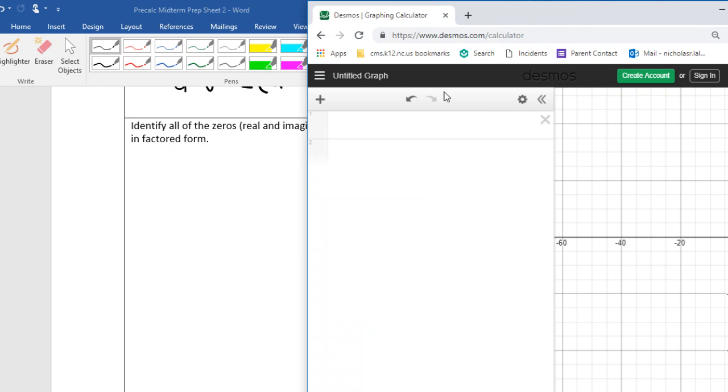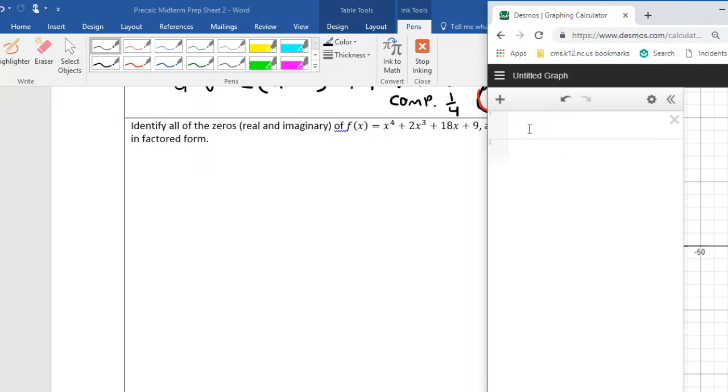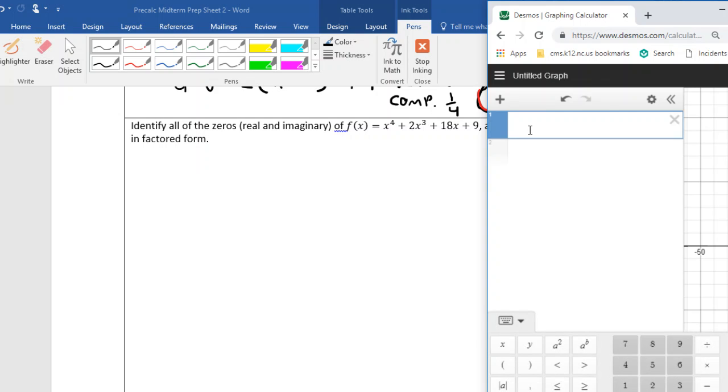So when we plug into an equation, our first step is just put the equation into Desmos and identify our zeros. x to the fourth plus 2x cubed. Follow along with me on Desmos.